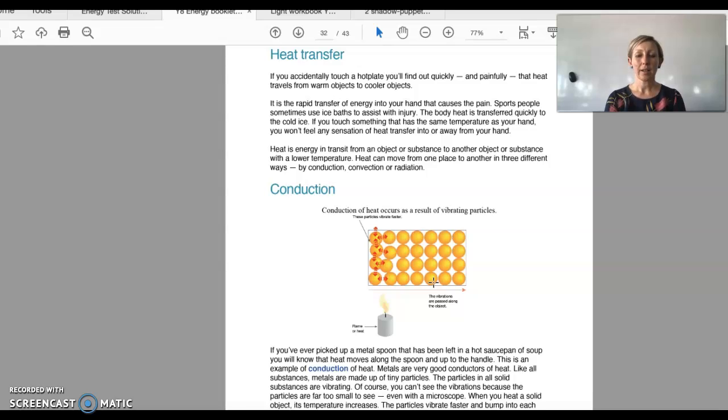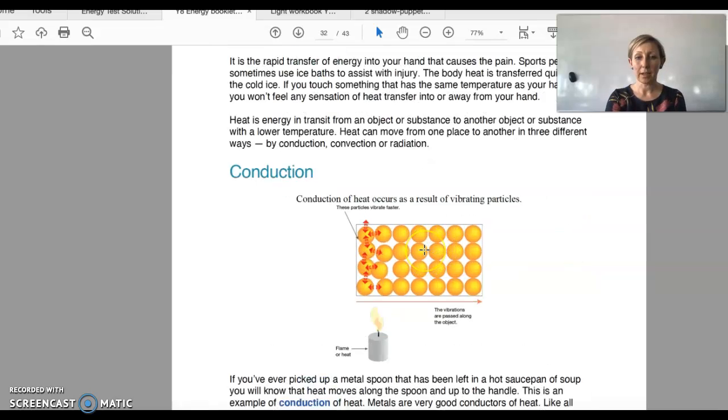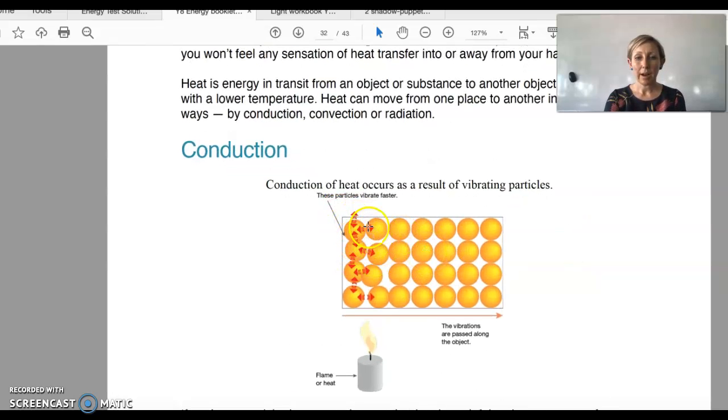So a substance that has its particles very close together, tightly packed, is actually able to transfer the heat directly from one to another. So what you can see in your diagram in your booklet is the heat energy being applied to these particles here, and assume that this is something like a metal.